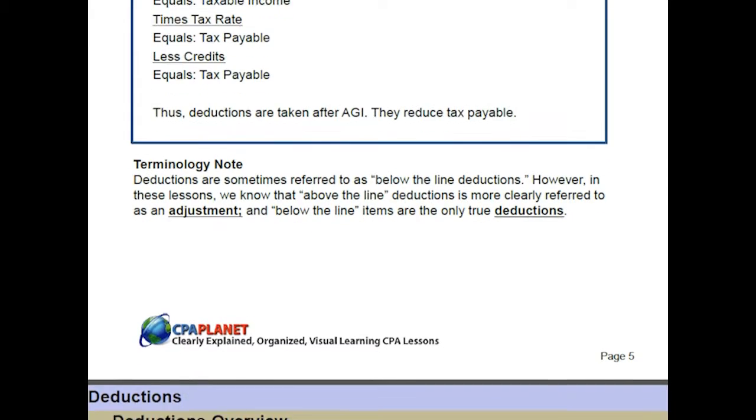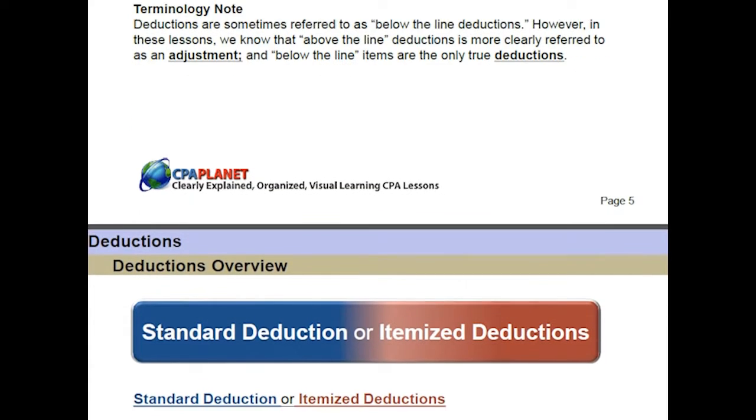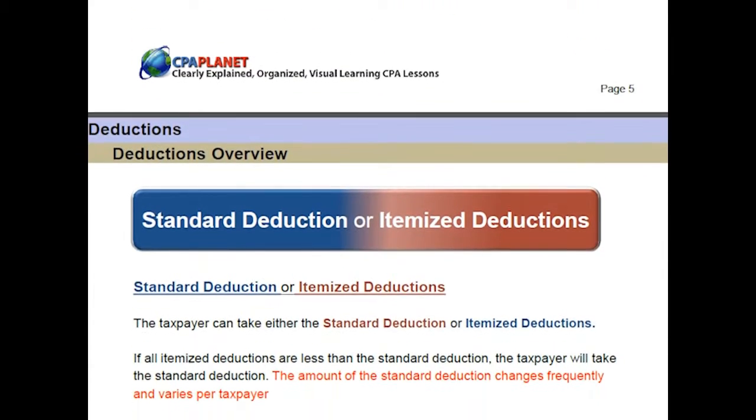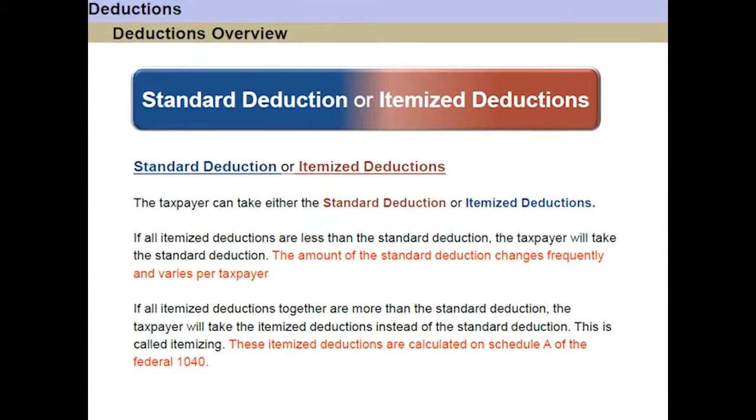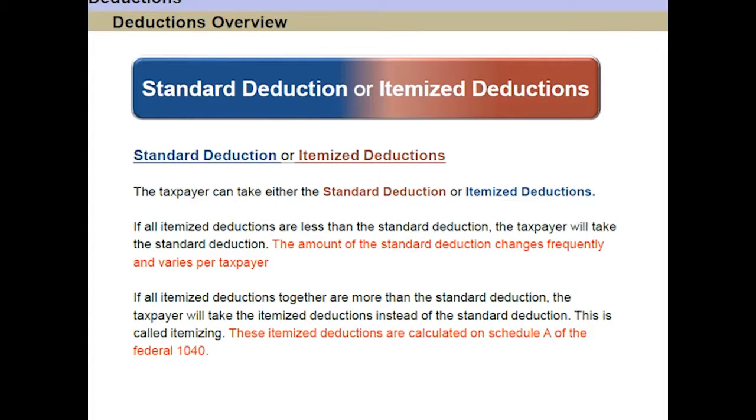So, first question always with deductions is standard deduction or itemized deduction. Every taxpayer has a choice. So, if the itemized deductions are less than the standard deduction, then the taxpayer will normally choose to take the standard deduction because it's larger. Acting rationally, he'll do that. If you take all the itemized deductions together, if they're more than the standard deduction, then most taxpayers will take the itemized deduction because it's a larger deduction.